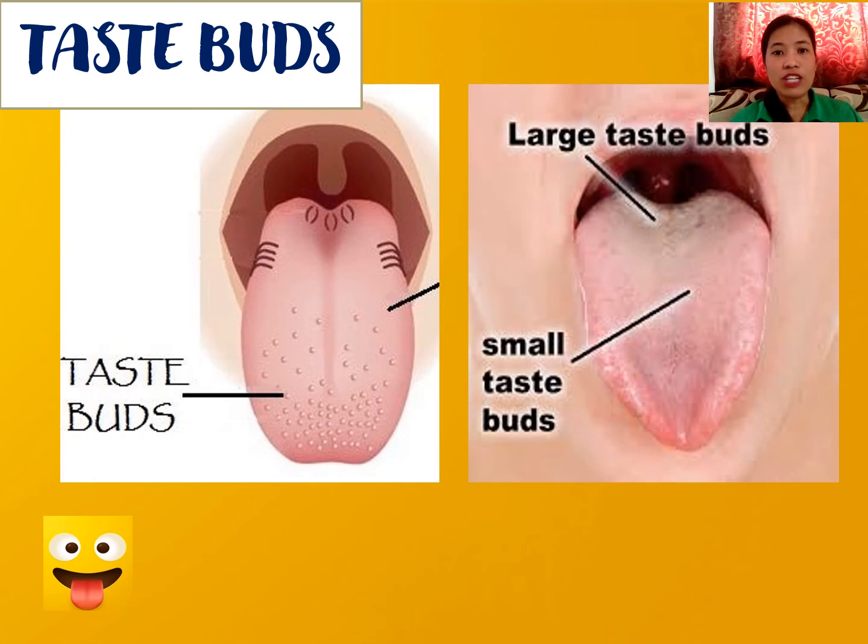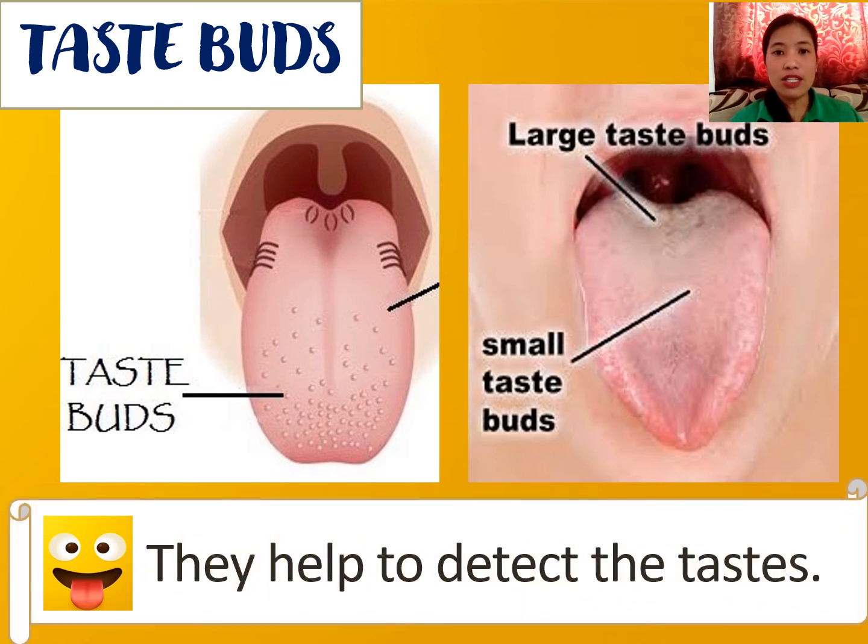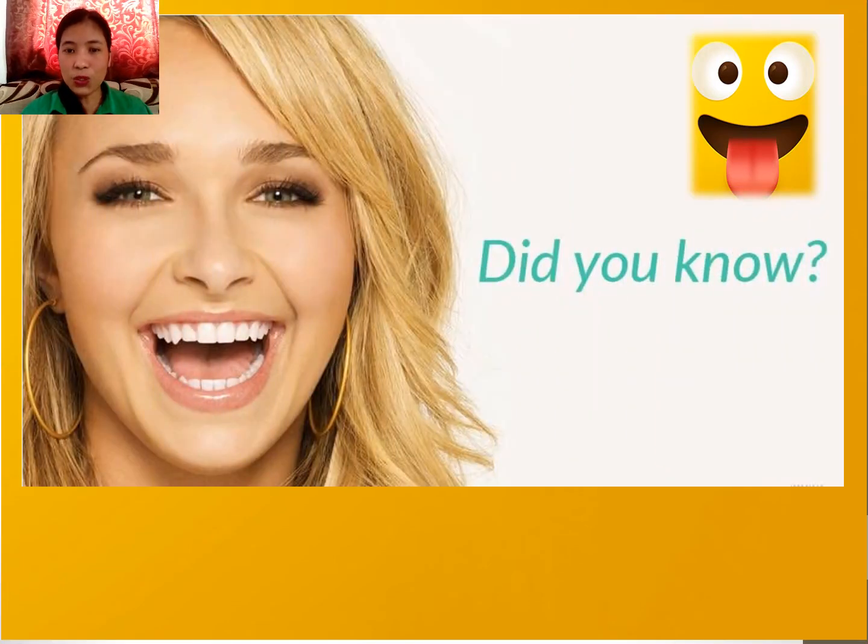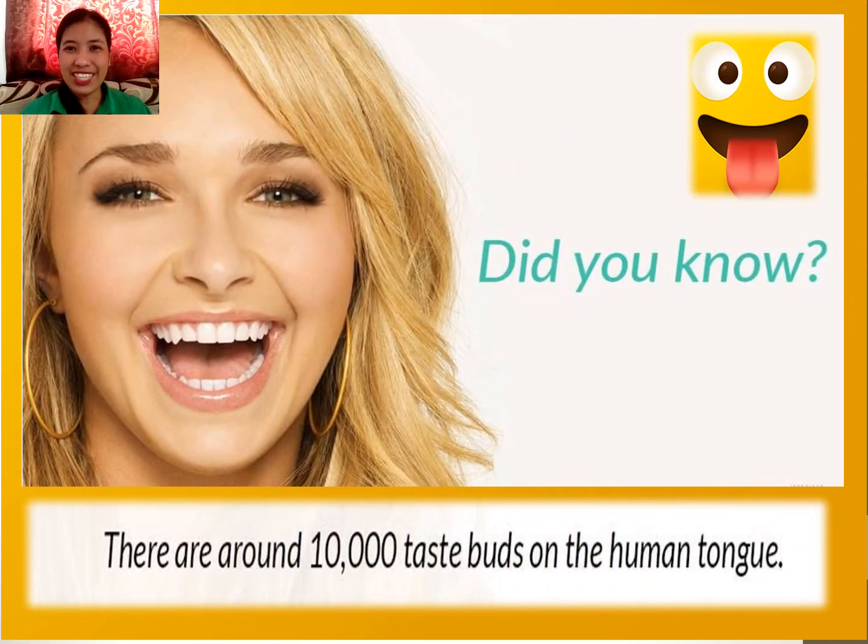Inside the papillae are the taste buds, which are scattered over the surface of the tongue. Taste buds are specialized structures which are sensitive to food flavors. In other words, taste buds help to detect the tastes. Did you know that there are around 10,000 taste buds on the human tongue? Yes, you heard it right. There are around 10,000 taste buds in our tongue.